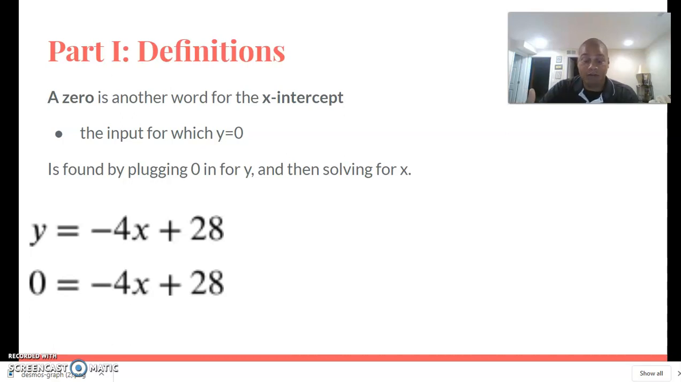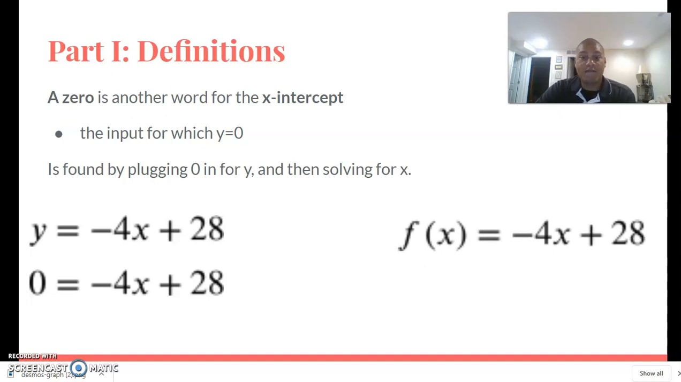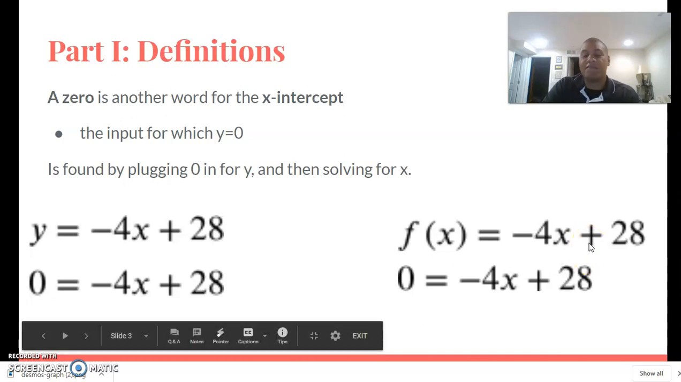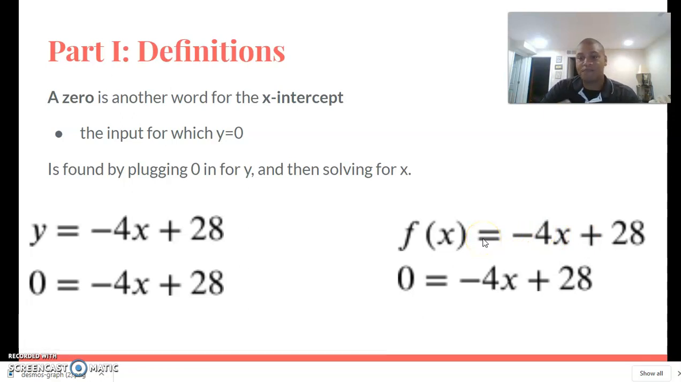Where it'll be a little different is in this section, we give all the functions to you in function notation. So instead of saying y equals negative 4x plus 28, it's going to say f of x equals negative 4x plus 28. Doesn't change a thing, because instead of plugging 0 in for y, you just plug 0 in for f of x. I even copy and pasted when I was making the slideshow, because it's the same thing. Nothing changes. We're just writing it a little bit differently.